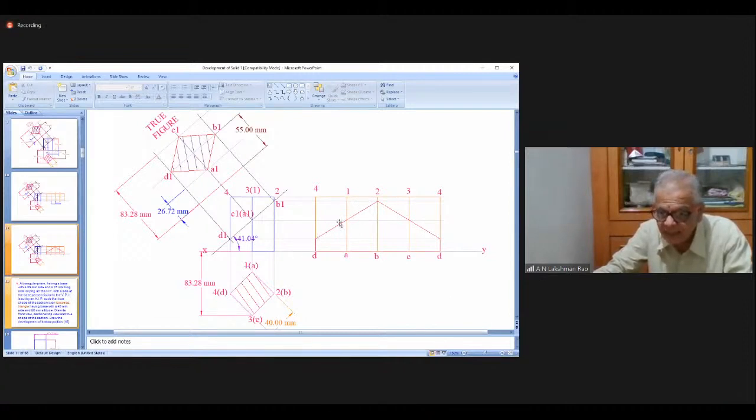Luckily, dear students, it need not be one straight line here. Don't be under that impression.